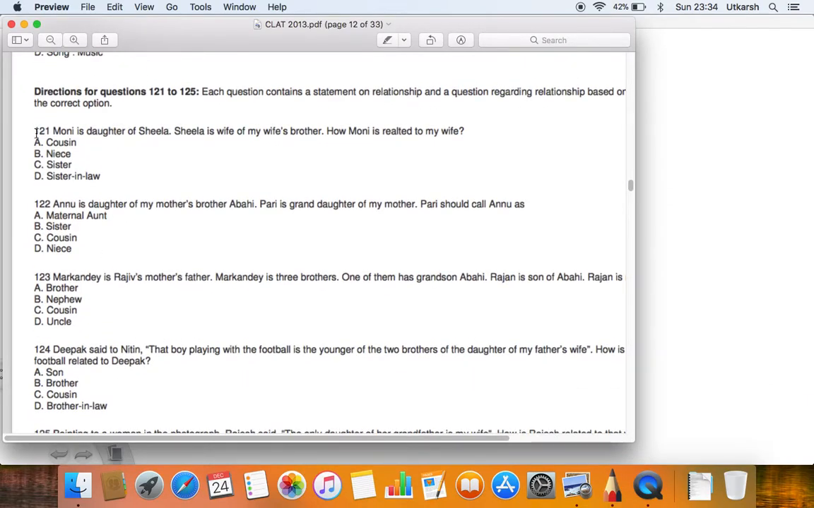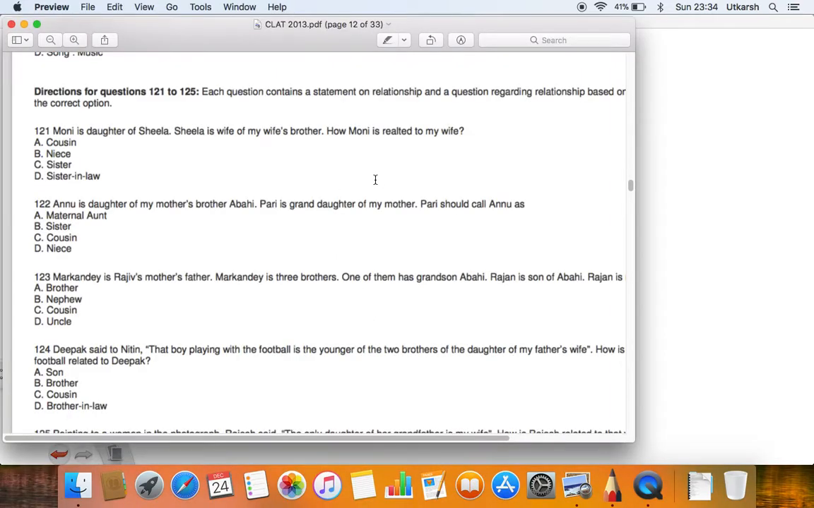So Mona is the daughter of Sheila. Let's write Sheila, daughter Mona. Yeah, we're pictorially representing it. We are just listing out whatever is known to us pictorially. Then we'll come to conclusions afterward. Sheila is the wife of my wife's brother.